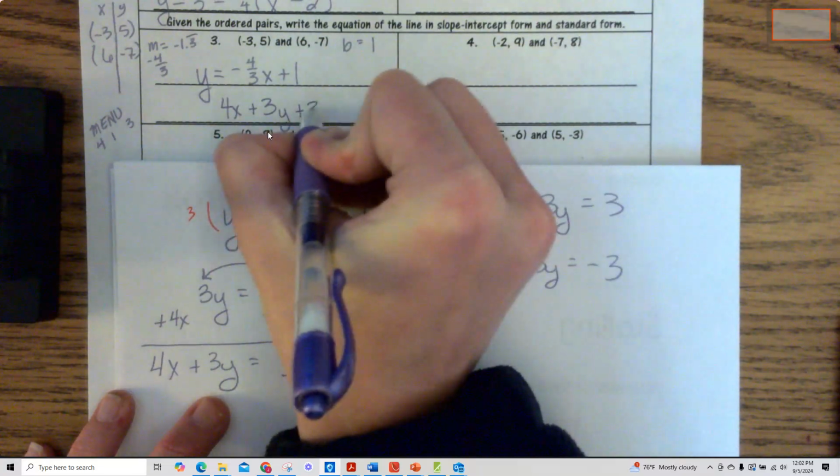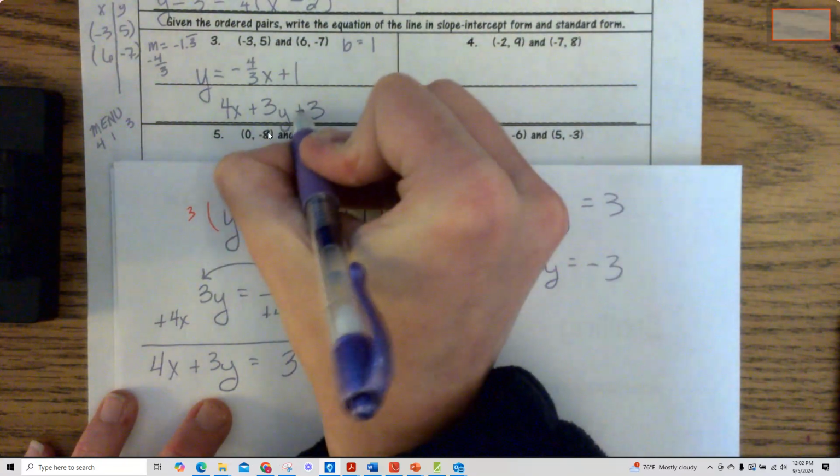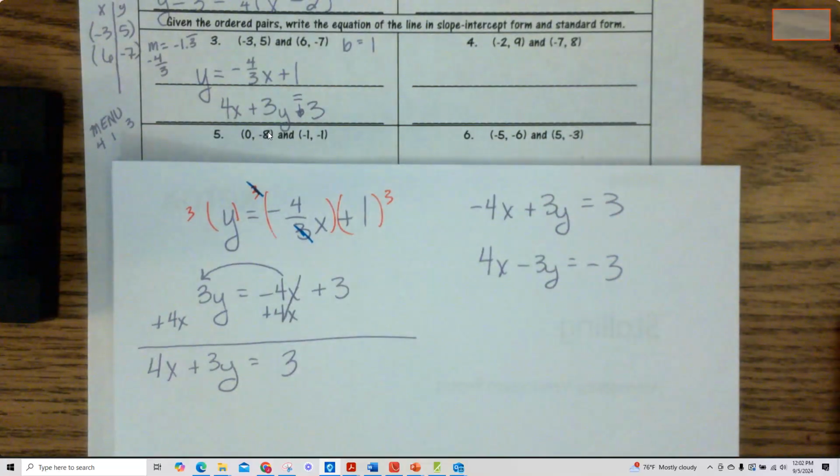You are going to have to do that on the Edpuzzle tomorrow. Ooh, that should be an equals. Equals. On the Edpuzzle tomorrow.